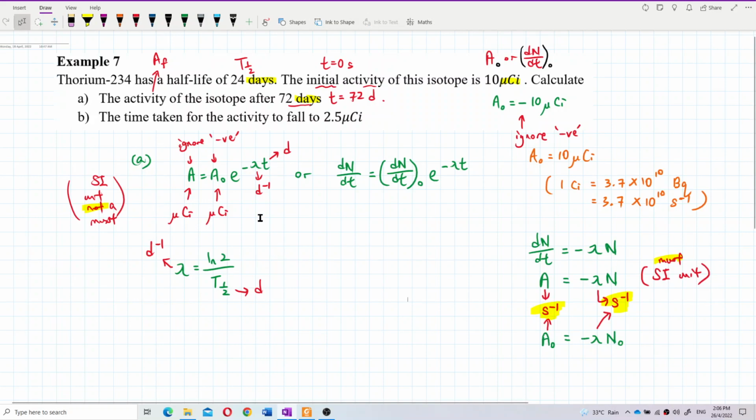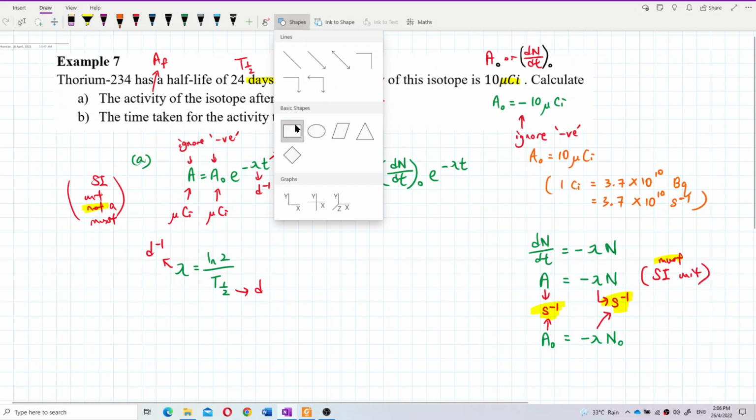So what I can say is the SI unit is not a must here. The SI unit is not a must because the lambda is per day, the time is day, so they have the same unit. So the lambda no need to change to SI unit per second. You can just leave it as per day. The time also can leave it as day, and then the activity also, they have the same unit. You can leave it as microcurie.